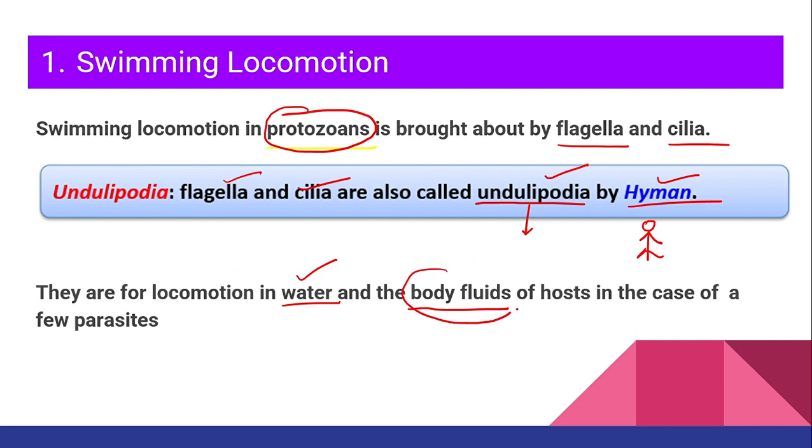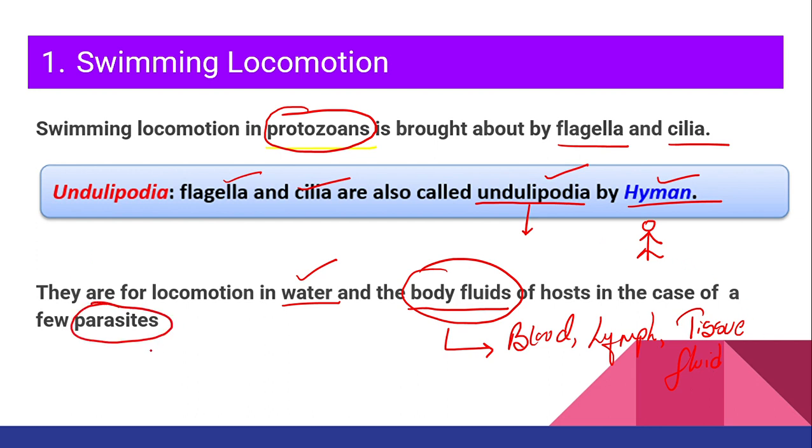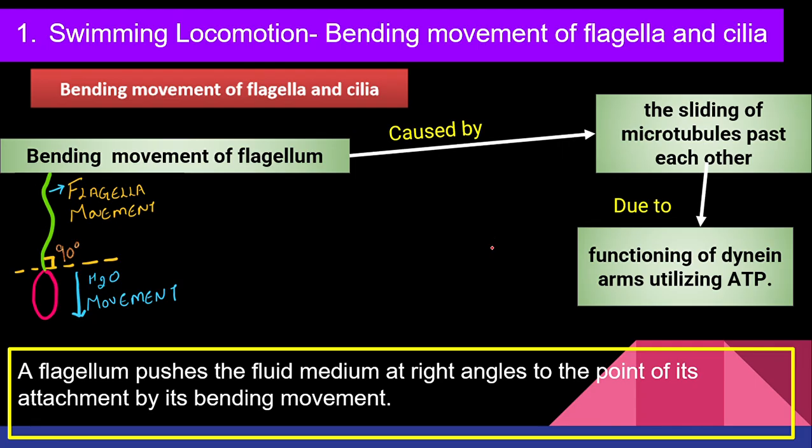They are for the locomotion in water. And what about the body fluid? When we talk about ourselves, body fluid can be your blood, your lymph, your tissue fluid, or your interstitial fluid. Parasites are the ones who feed on living organisms. These living organisms show their locomotion by using their flagella and cilia. This type of locomotion we call swimming locomotion, which happens in the water or in the body fluid. Now, under swimming locomotion, we are going to study about the bending movement of flagella and cilia.